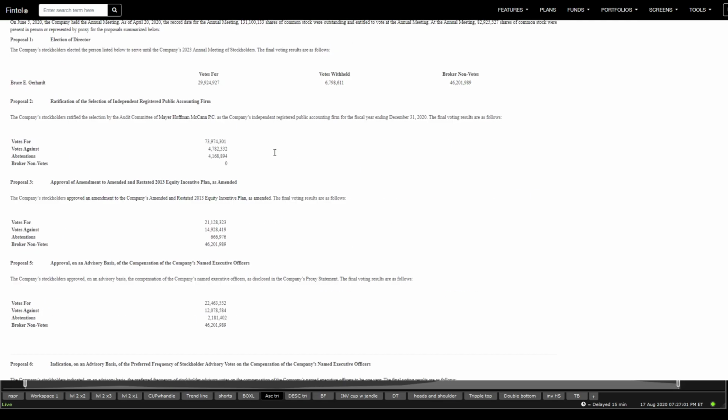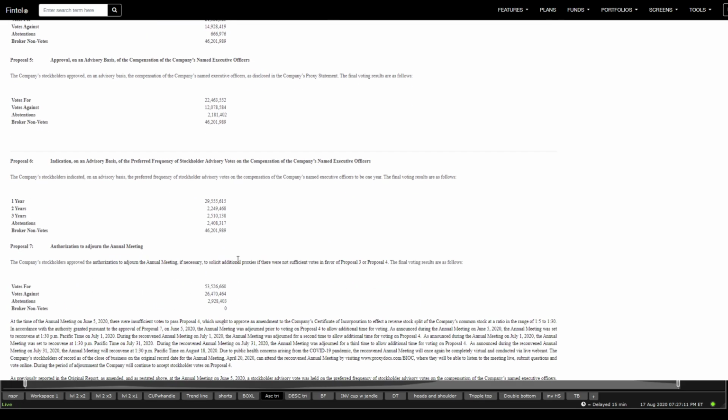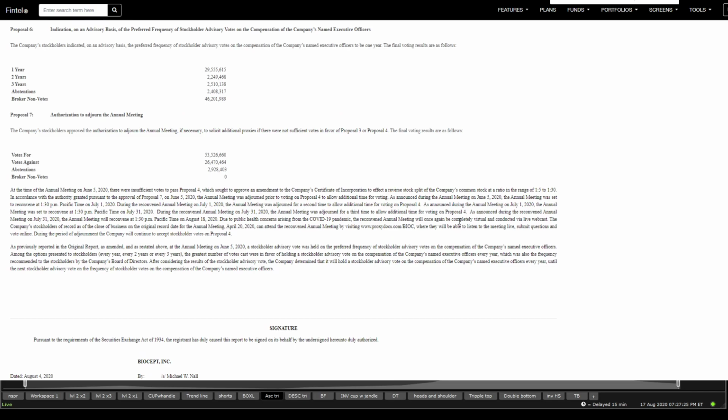So it should be in here. Take a quick look. Okay, so I'm not seeing something direct on it in terms of the reverse split, but it does say here, for instance, when it comes to the annual meeting adjourning, no, so it's not on here. Anyway, so that is okay. So it's right here.